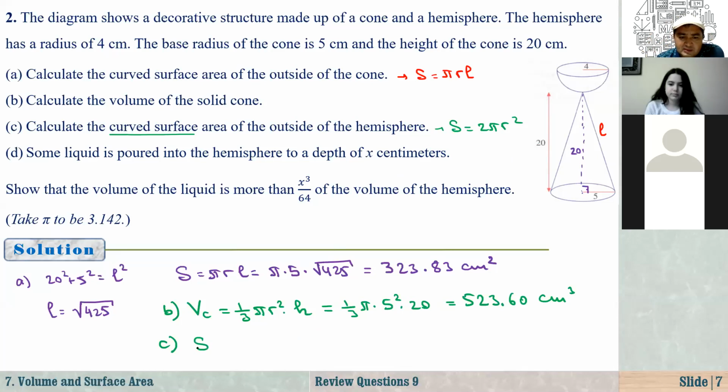So let's say that S of the hemisphere is equal to 2 pi r squared. What is the radius? It is 4 squared. So here we have 2 times 16, which is 32 pi. Again, if you just calculate this, 32 times pi, correct to two decimal places, that is 100.53 cm squared.